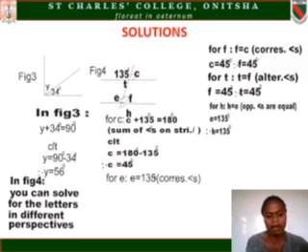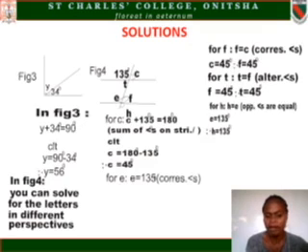In figure 4, you can solve for the letters from different perspectives. Let us start with C. For C, C plus 135 degrees is equal to 180. Why? Because they are the sum of angles on a straight line. We collect the like terms. C is equal to 180 degrees minus 135 degrees. Therefore, C is equal to 45 degrees.